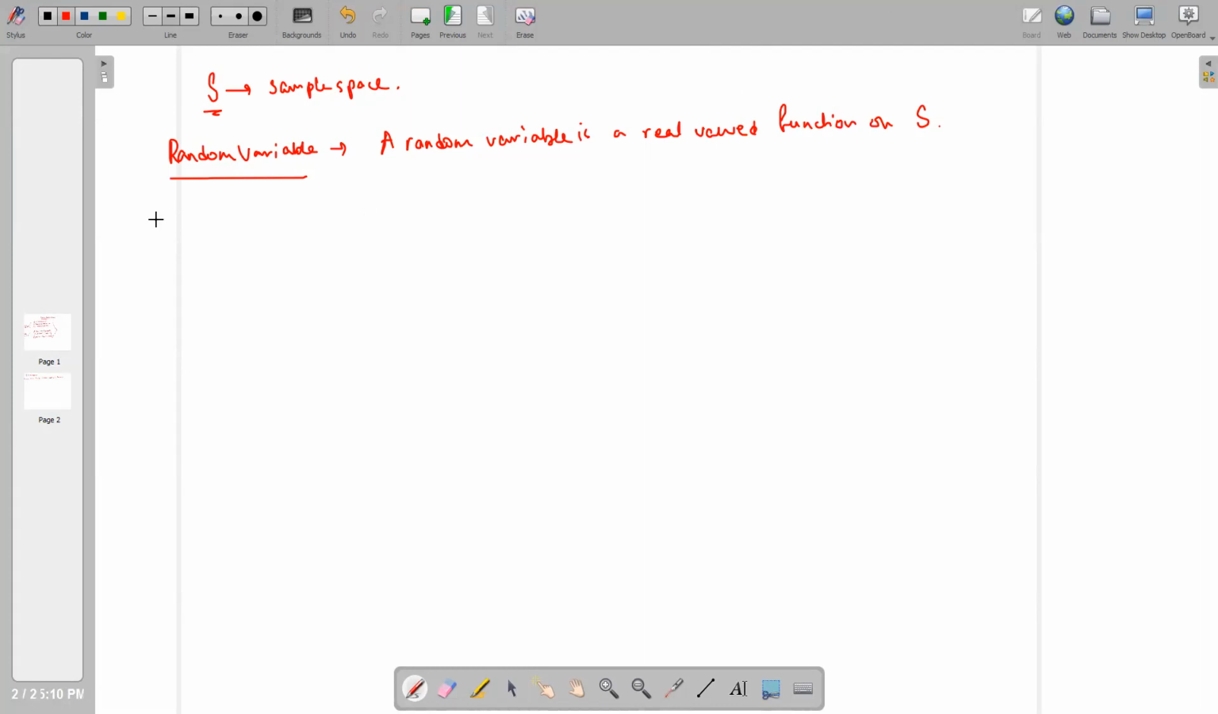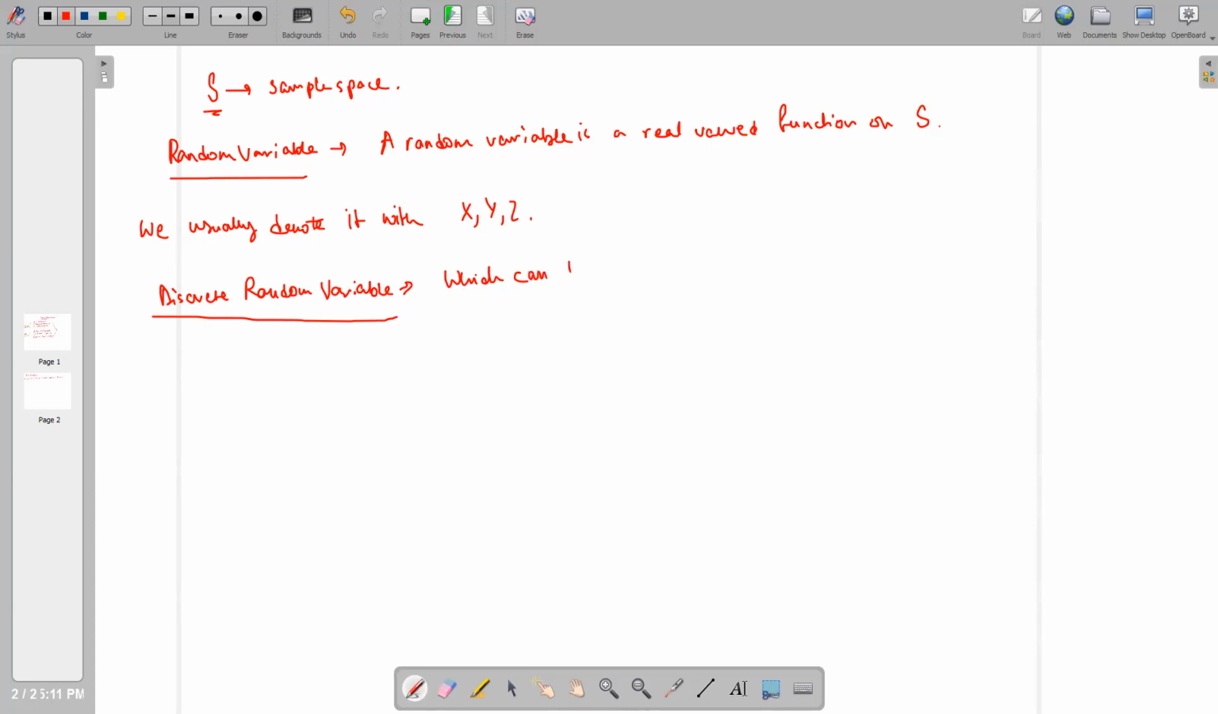So we usually denote it by capital letters, and a discrete random variable is a random variable which can take on only countably many values. Right.